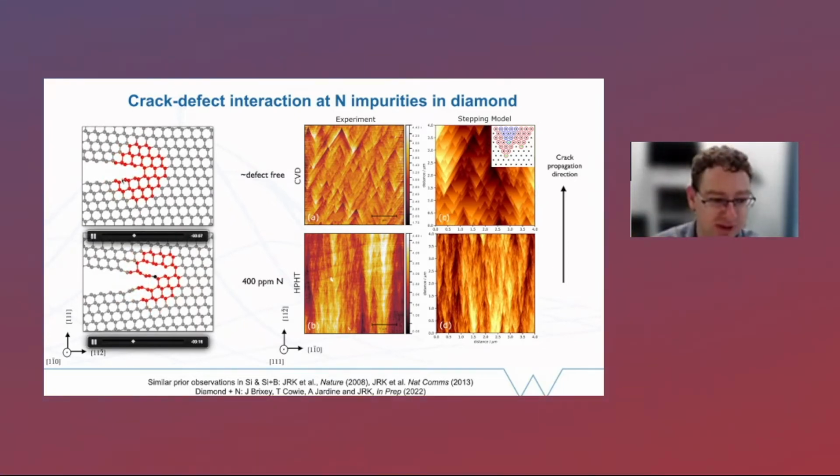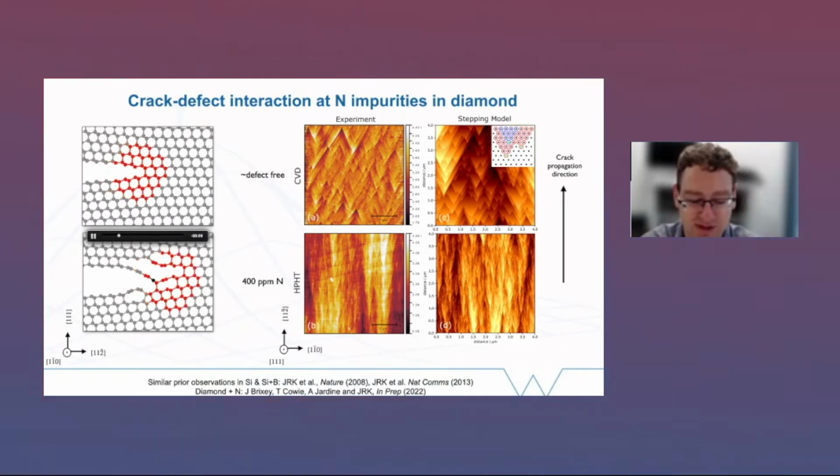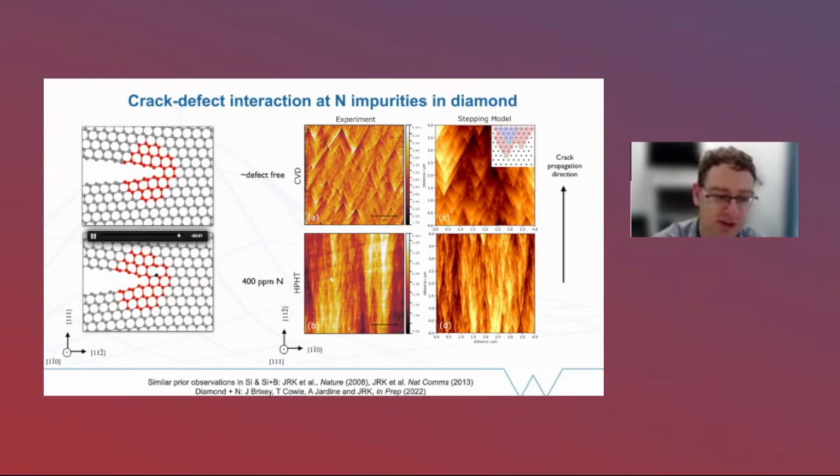If you watch this simulation at the top here, bonds break one after the other. Everything looks rather repetitive and similar. There's no real need to evaluate very expensive calculations every single time step. We should try to learn from that and build some kind of machine learning model which could reproduce these results much more quickly.